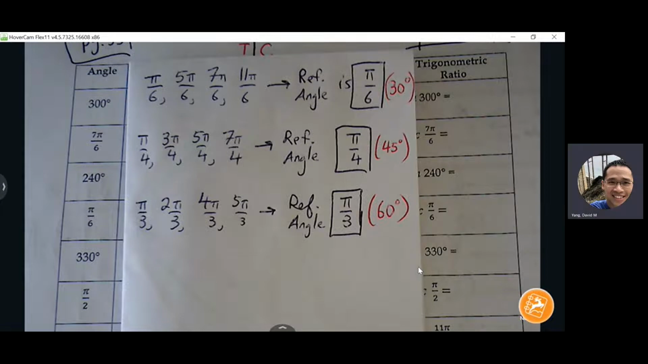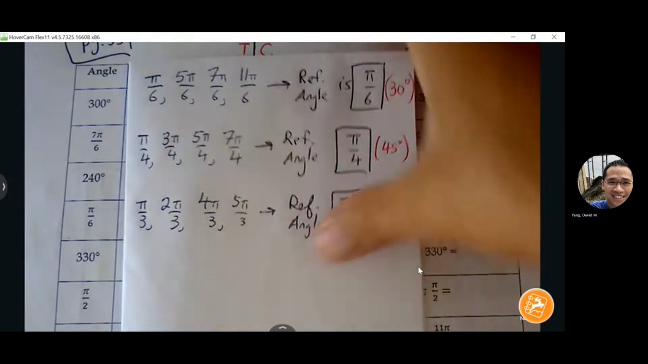Pi over 4, 3 pi over 4, 5 pi over 4, 7 pi over 4. They all have reference angles of pi over 4. That's nice, right? Basically, if you see a special right angle in radian form that has a 4 in the denominator, then you automatically know the reference angle is pi over 4. Pi over 3, 2 pi over 3, 4 pi over 3, 5 pi over 3. They all have the same reference angle, pi over 3, 60 degrees. Typically, we don't like to do things in radian form, but this is a nice property that will quickly get us to our reference angle.